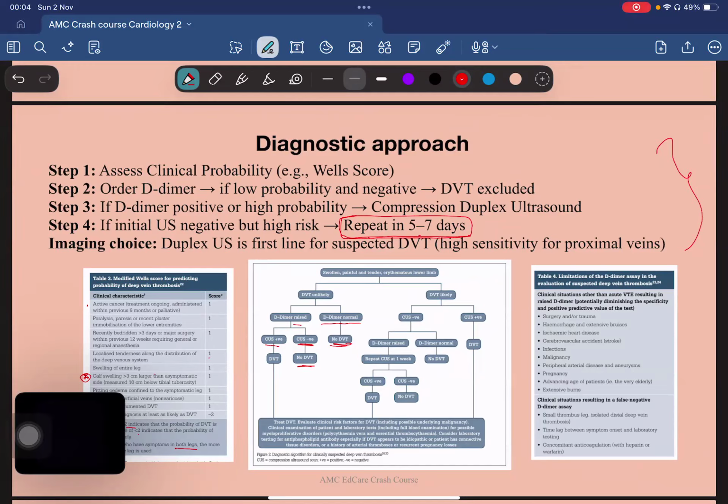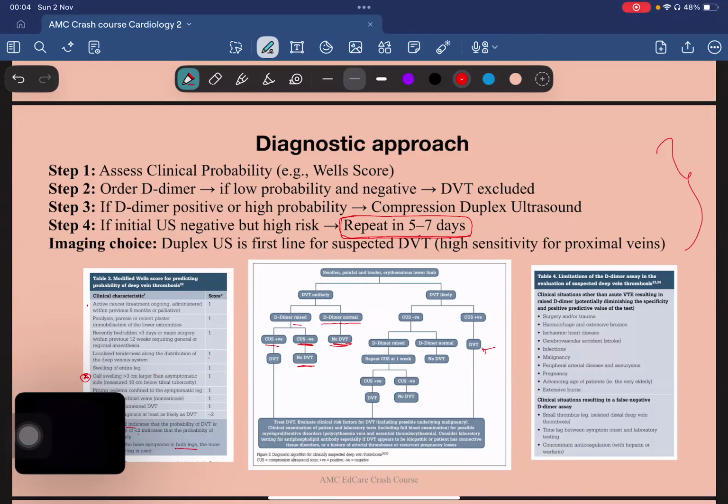So, yeah, that is pretty much it. And if it's negative, we go for DVT. And just like that, if from the Wells score DVT is likely, what we would do is go straight away for imaging. And if it's positive, it's DVT, it's diagnosed. And if it's negative, we go for a D-dimer.